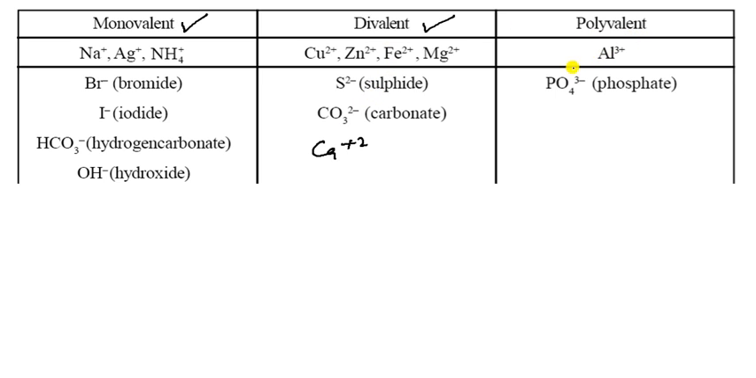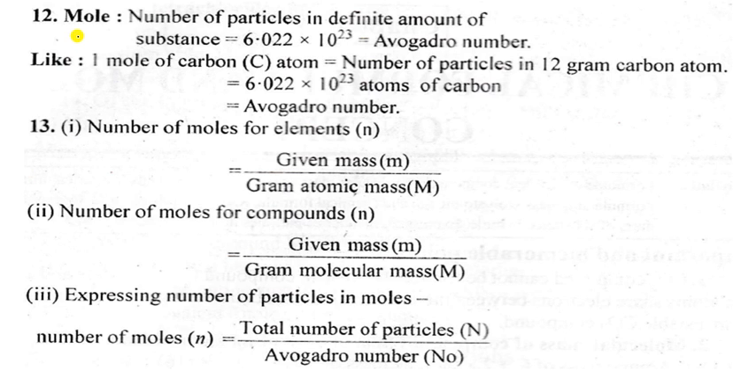Now polyvalent has more than two charges. So aluminium is plus 3, phosphate is minus 3, and chromium has 3 plus. Iron 3 plus is the ic, ferric ion, and it is the chromium ion.